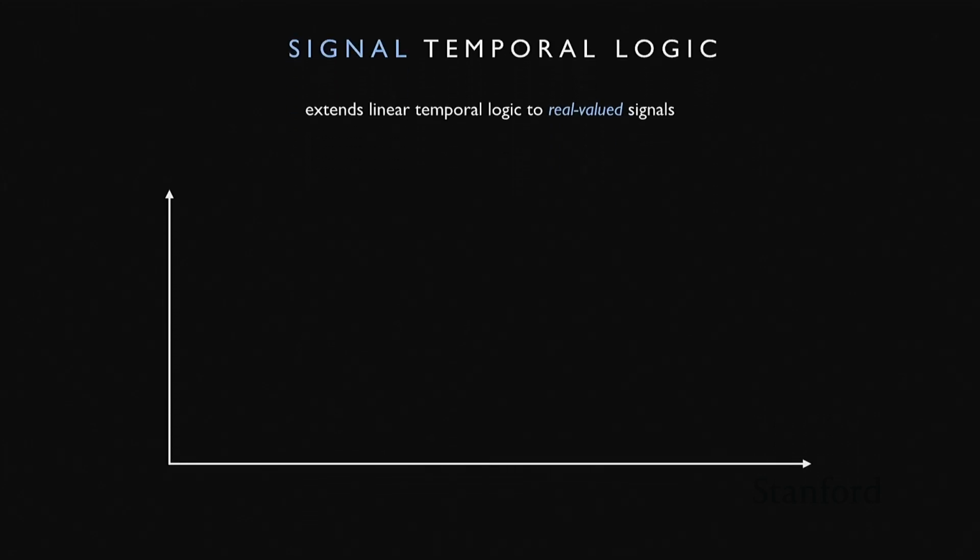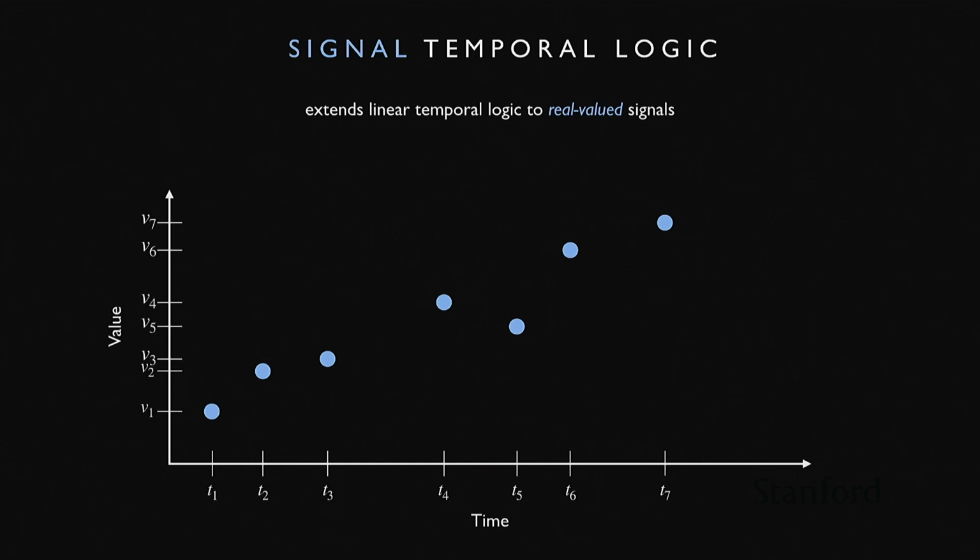What signal temporal logic allows us to do is to extend linear temporal logic to real valued signals. So what is a signal? A signal is just something that changes its value over time. You can imagine we have time on the horizontal axis, the value on the vertical, and we just have some points that represent this signal. We just need to specify the time that each point was taken, and then its value at each time. It doesn't have to be at regular time intervals. We just need a set of times and a set of real values.